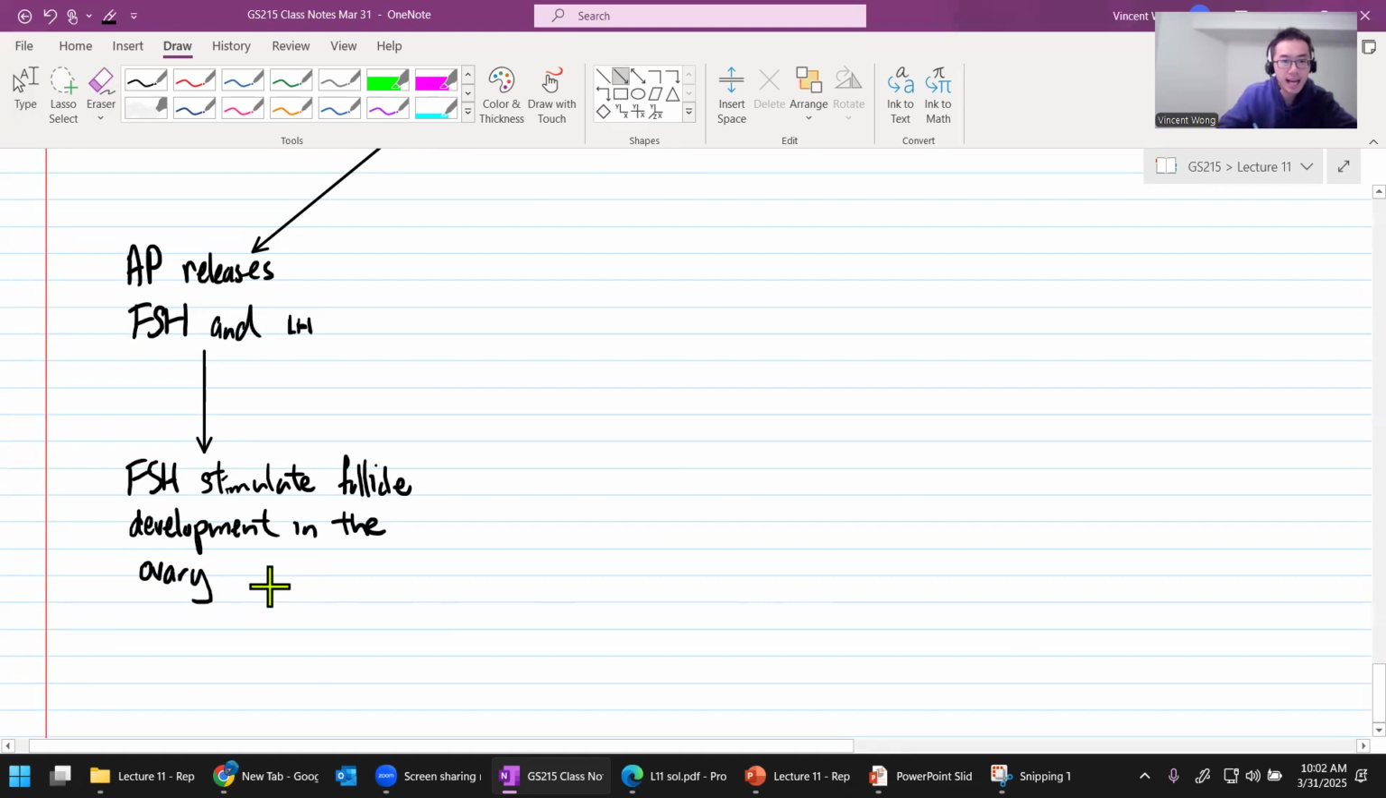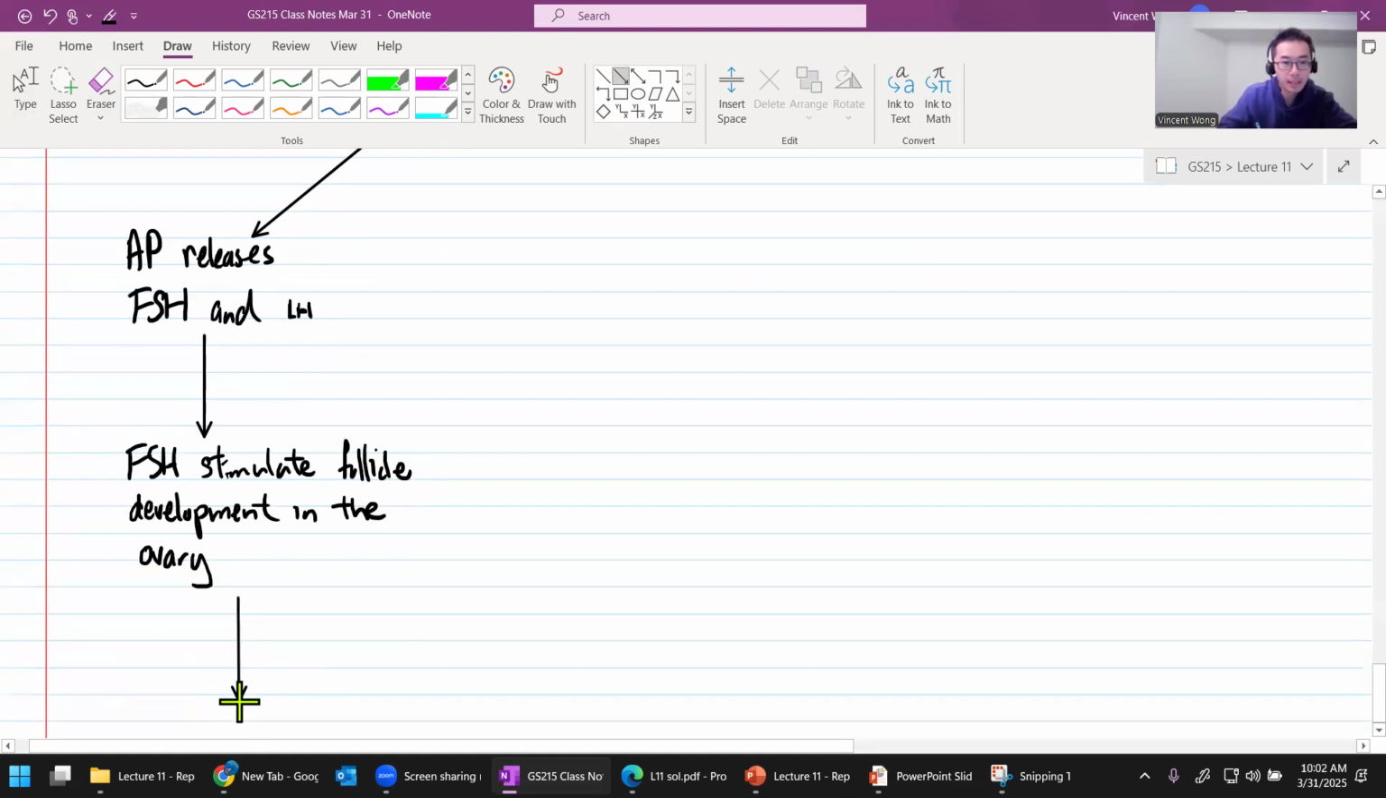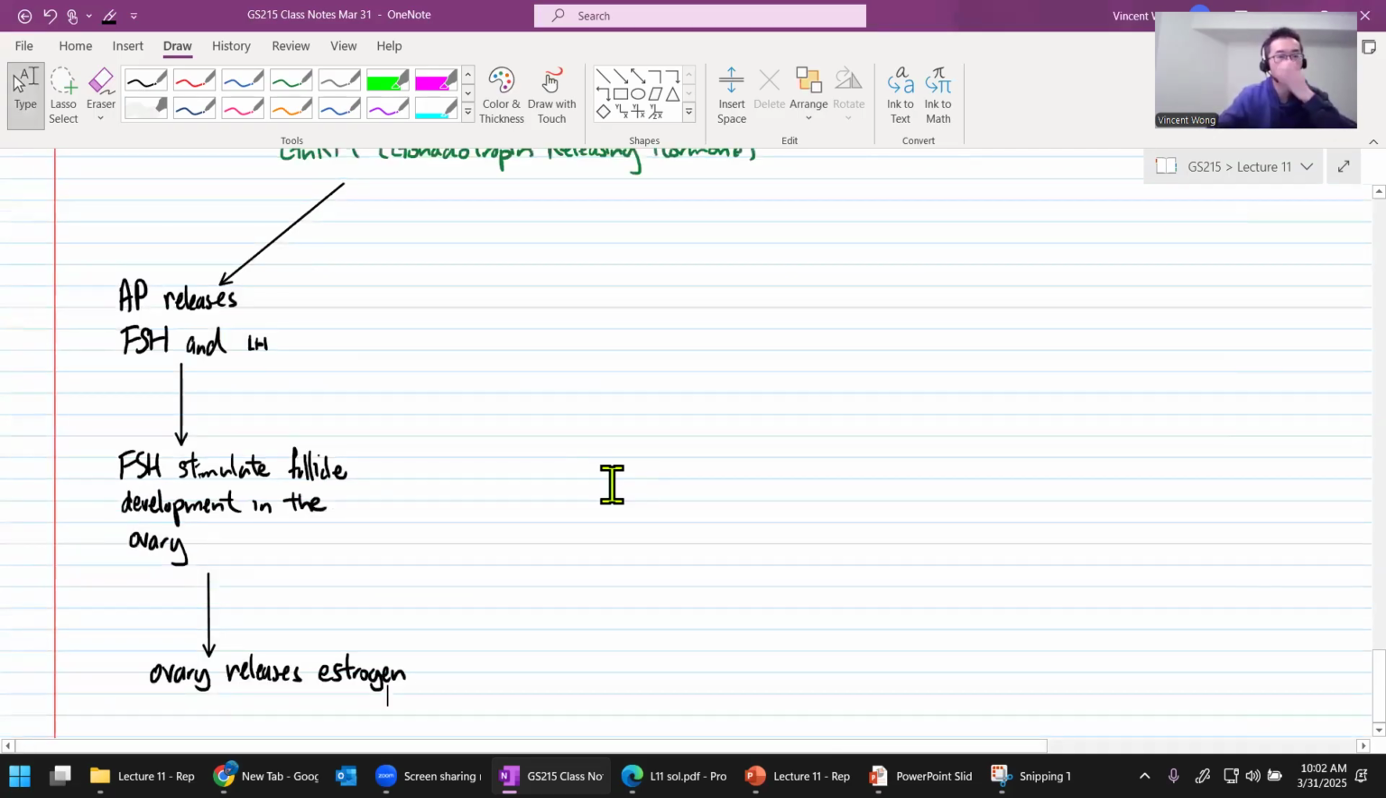And as this is happening, the ovary releases estrogen. This is the follicular phase.